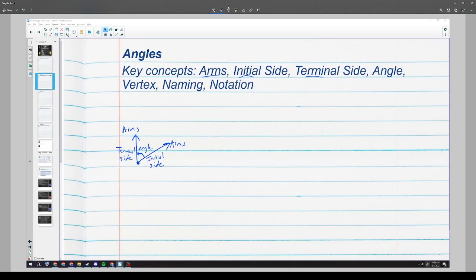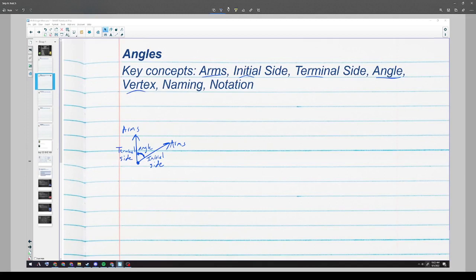Kind of like a train terminal or a bus terminal is where an end point of a line. Okay, next thing, angle. So the angle itself is basically how open this space is. It's a measure of how big the corner is between these two rays.